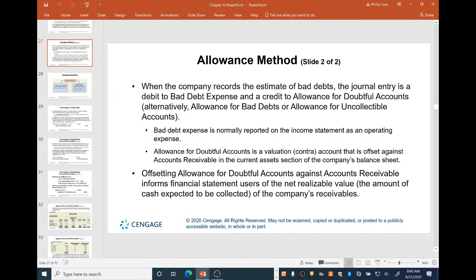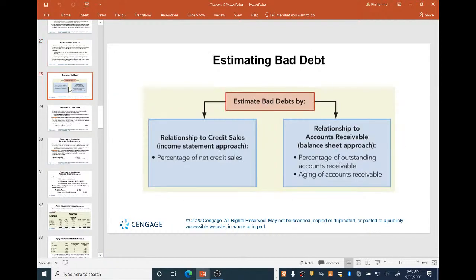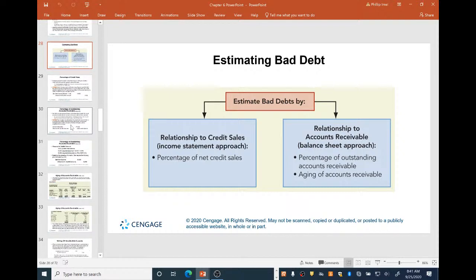Okay, offsetting allowance for doubtful accounts against accounts receivable informs financial statement users of the net realizable value, so the amount we actually expect to receive from those trade receivables, right? So once again, what does that tie into? What theory? Matching and the conservatism, right? Because we're not going to overstate those accounts receivable. So we can see here still how that framework ties into everything that we're doing out on these financial reports.